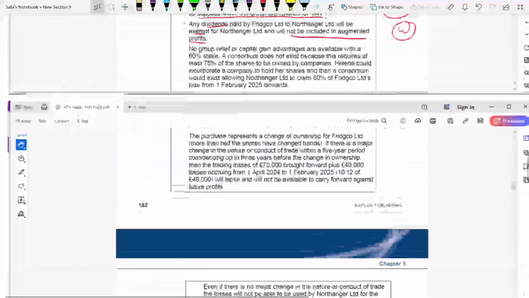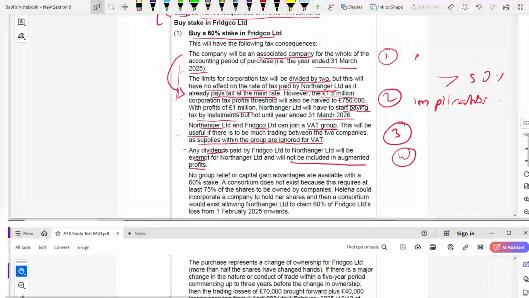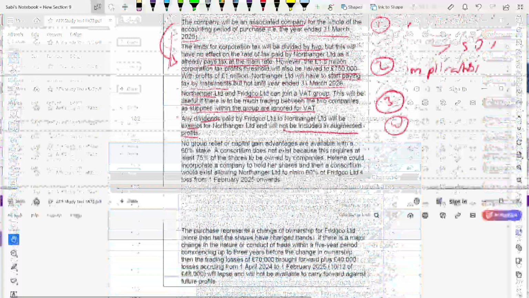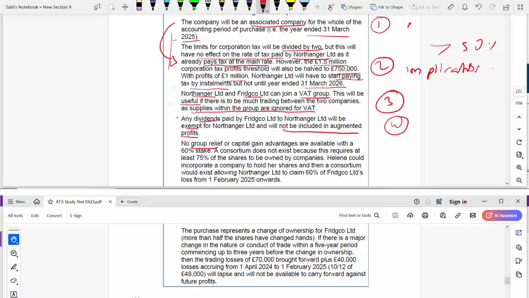Next point, next paragraph. You see, each paragraph has separate points. Now you have to talk about reliefs. Any relief. See, they are part of a group now. So what relief will you talk about? Mostly group relief. And they are making transactions among each other, gains and all. So you can talk about capital gain also.